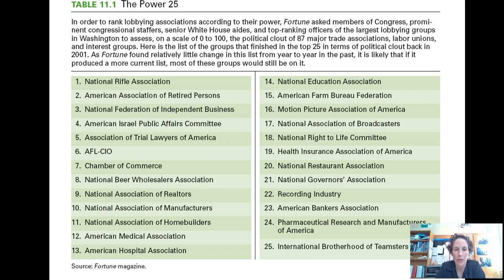And I thought we would start off by looking at some of the most powerful interest groups that are out there. There's a lot of ways to come up with a list of powerful interest groups. This one here is a list that is gathered by members of Congress, senior White House aides, people that are influenced by those groups. So pause, take a minute to look at this and keep this in the back of your mind as we go through interest groups today.